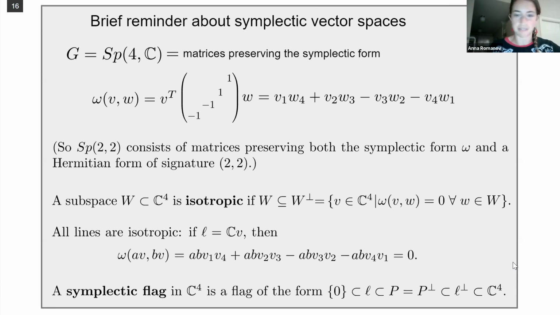Oh, here's the symplectic flag. So I'm actually not sure if this is standard terminology, but this is what I'm going to call it. Within this vector space, we're going to be thinking about flag varieties. So I'll call a symplectic flag one of this form: a flag in C4 that has the property that we've chosen an isotropic line, because all lines are isotropic, and then we've chosen this within some isotropic plane, and then within the perp space of the line. So a special flag of this form is a symplectic flag.